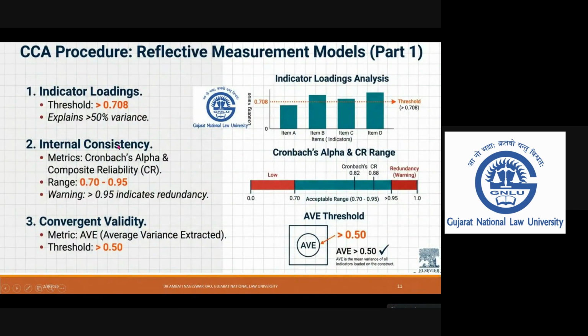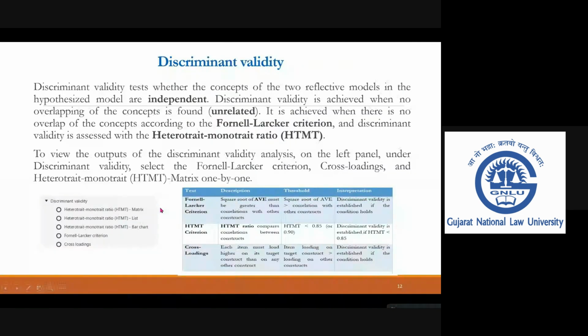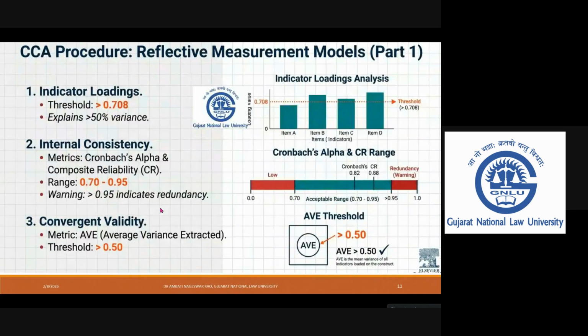Now, please open your data set. We are going to measure construct reliability, construct validity, convergent validity, and discriminant validity. I'm not going step by step because we have already done it. It is more of a repetition so that we can understand how to conduct the measurement model as well as the structural model once again, and then we'll go for mediation analysis.